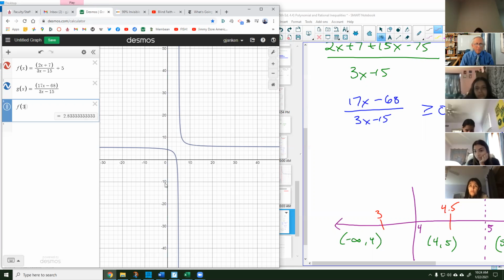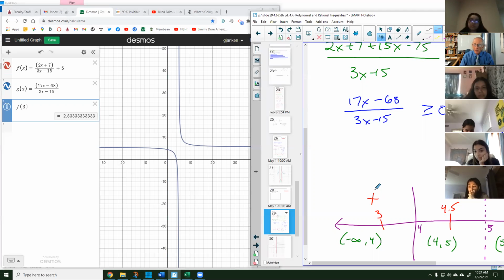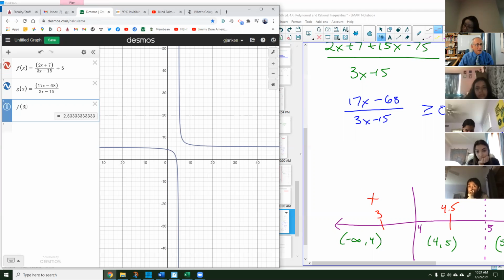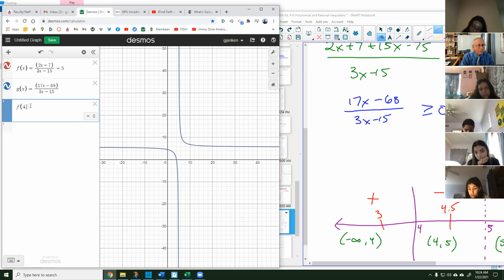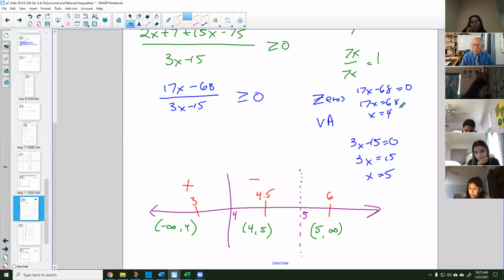So if I go f of 3, I find out that that's a positive number. So I'll write a plus right here. And I'm going to test f of 4.5. And that looks like it's a negative number, so I'll write a minus right here. And then the last one was 6, so let's test 6. And that's a positive number. So I have positive, negative, positive. And I'm looking for where it is greater than or equal to 0.